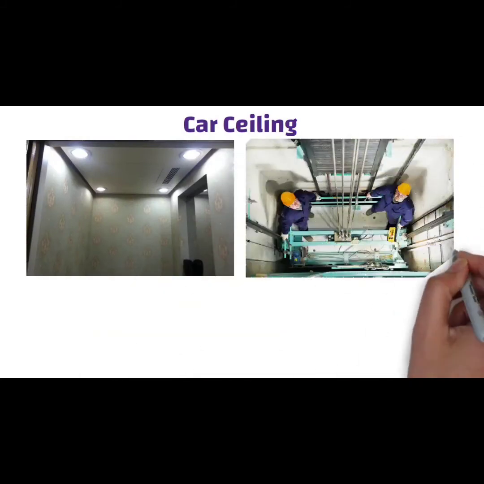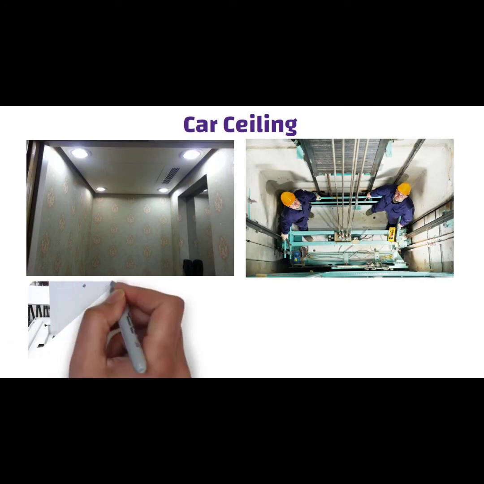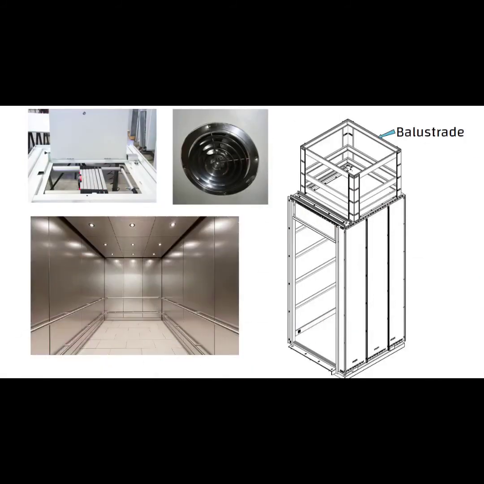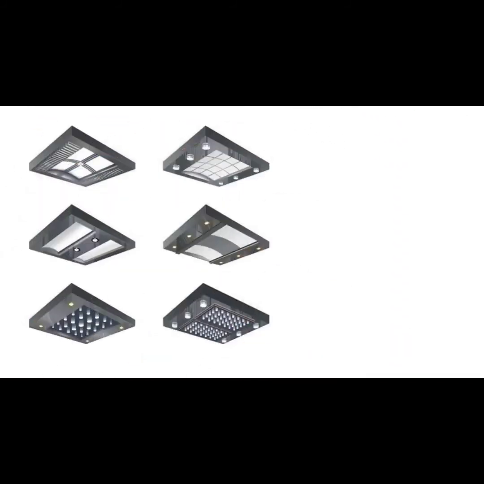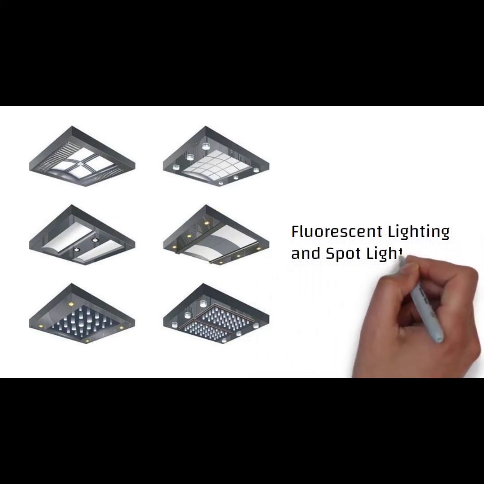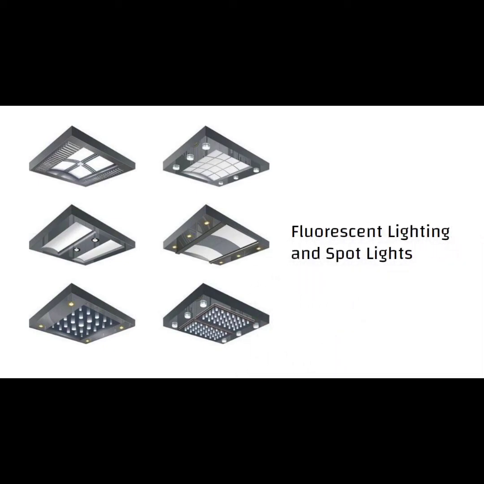Car ceiling. Car ceiling is designed to be able to support two persons during maintenance operation without permanent deformation. Car ceiling is prepared also to mount emergency trapdoor, blower fan, and balustrade. False ceiling is the main source of lighting in the elevator car. There are many different designs for elevator lighting. Fluorescent lighting and spotlights are the most common lighting elements used for elevator lighting, and a combination of the two types can also be used.